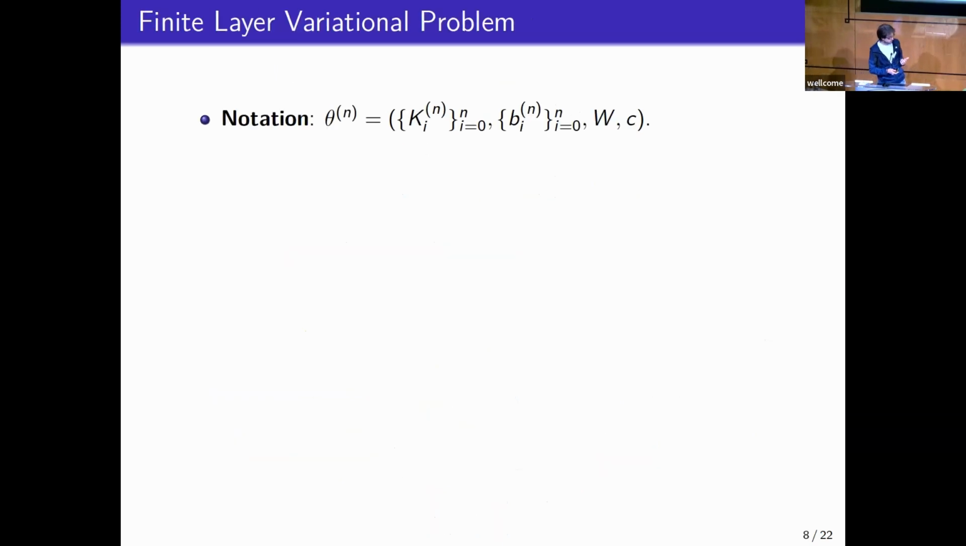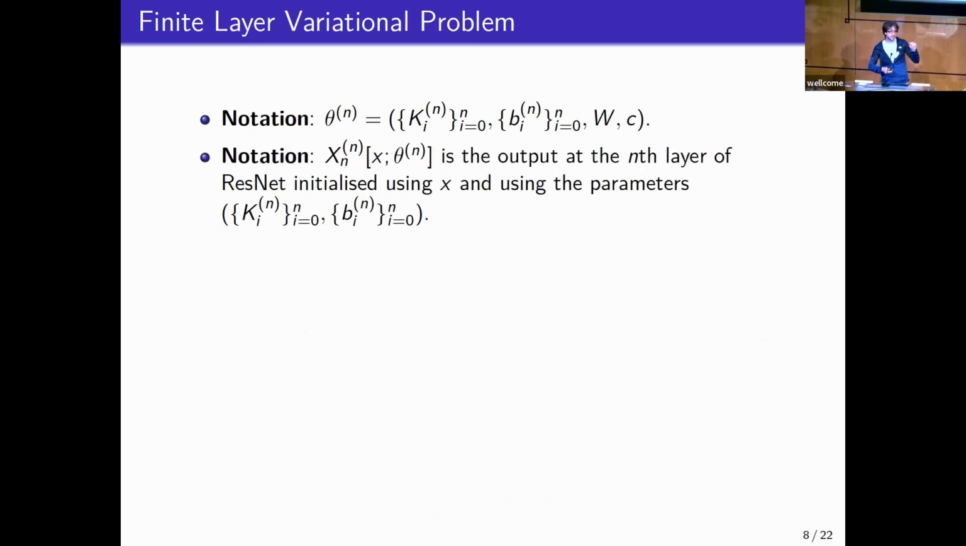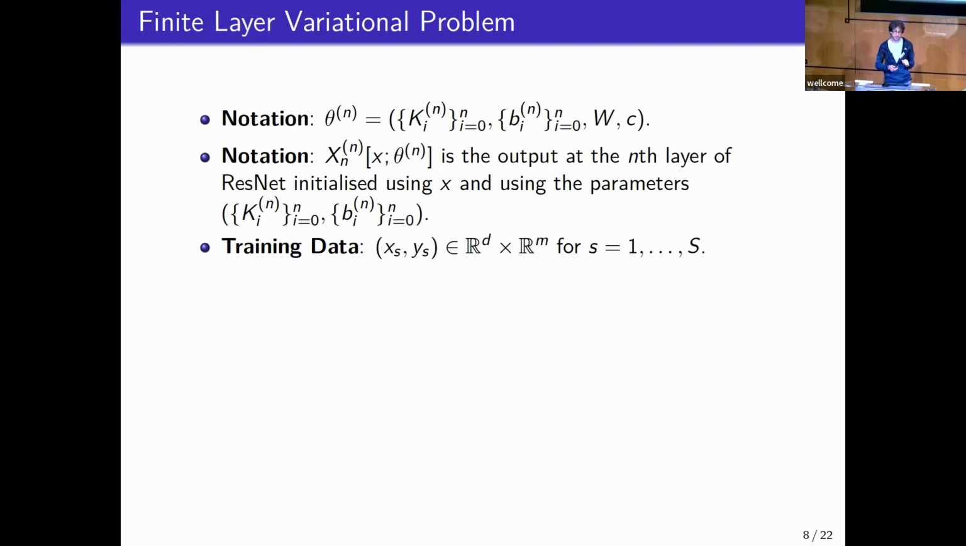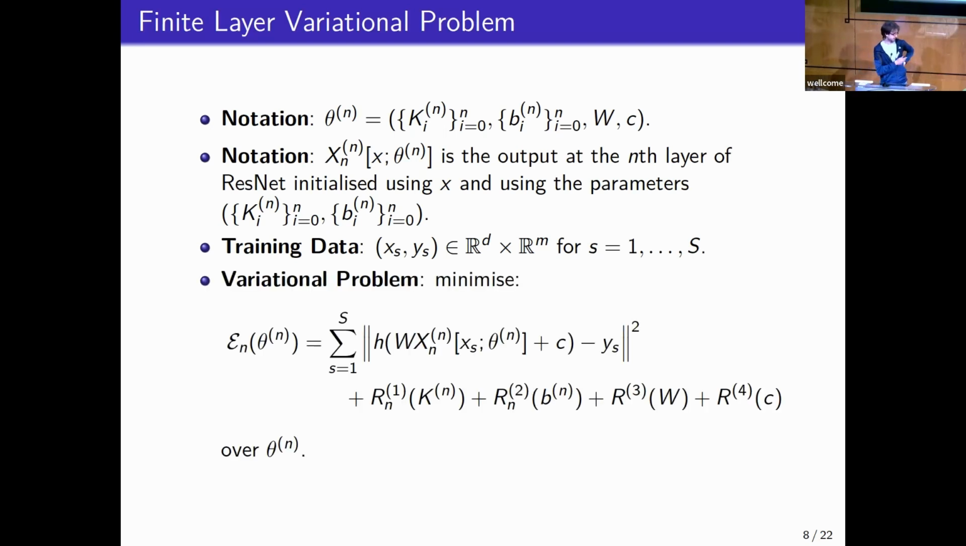Okay, just some quick notation. My theta is going to group all my parameters, so theta^n has all the parameters for my neural network. I'm going to let x^n now depend on an initial condition and on my parameters; this is just the output of my neural network at the nth layer. I'm going to have some training data. I was running out of good subscripts, so I used s. I have feature vectors x_s and labels y_s, and I have capital S of these.